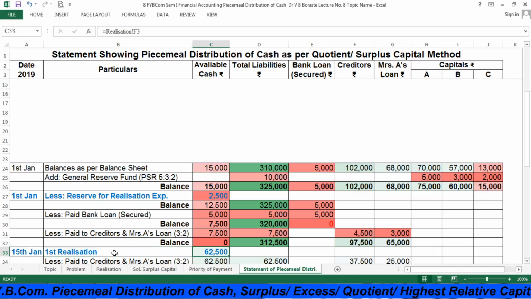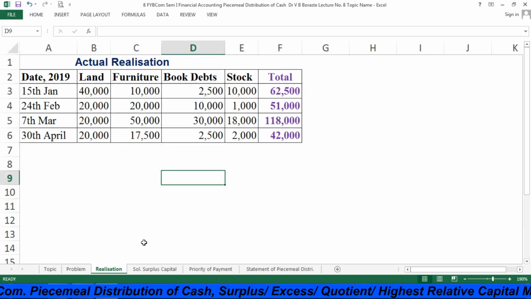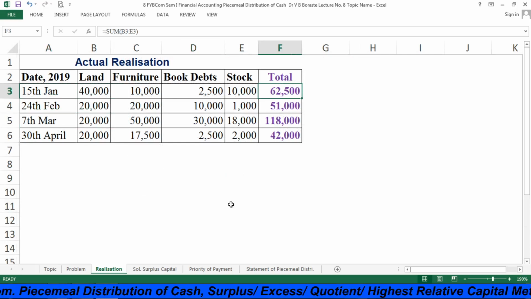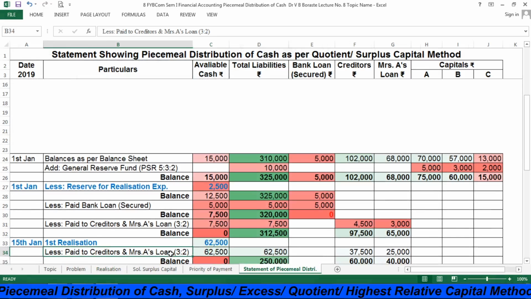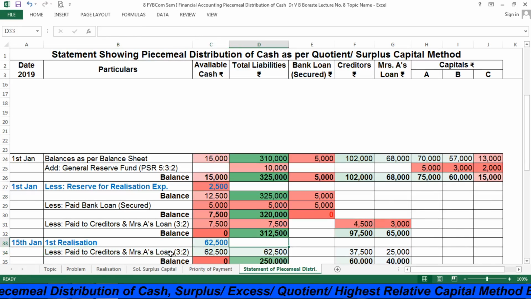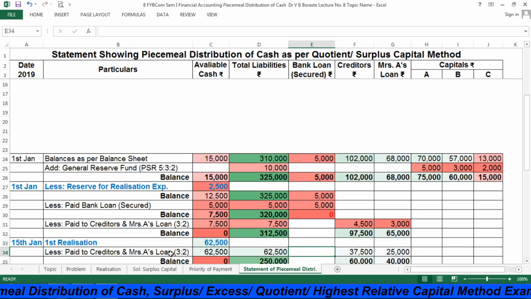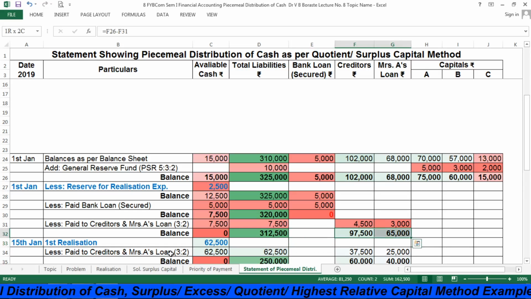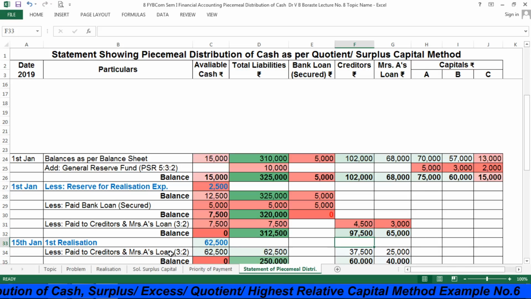So we can call our first realization, which is on 15th of January, that is 62,500. You can see here the realization amount in the realization column. First realization, that is 62,500. First of all, we have to pay the amount to the creditors and Mrs. A's loan as their balances are due. Here again we have a shortfall, that is we have to pay 97,500 plus 65,000. That means we have to pay 1,62,500, but we have only 62,500. That means we have a shortfall of 1 lakh.